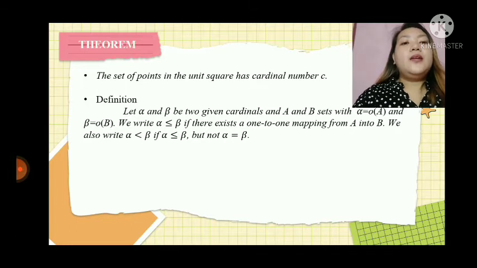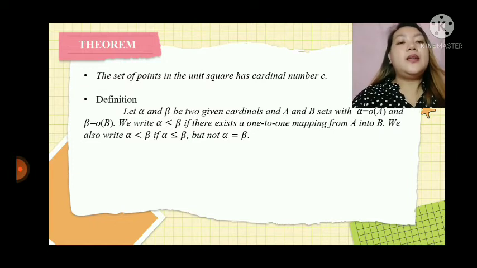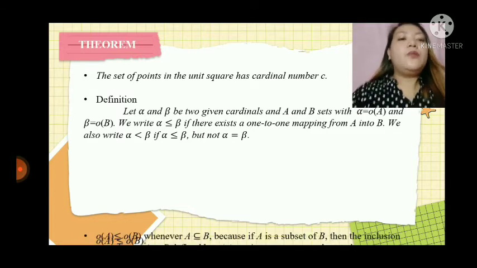Let alpha and beta be two given cardinals, with sets A and B such that alpha equals |A| and beta equals |B|. We write alpha less than or equal to beta if there exists a one-to-one mapping from A into B. We also write alpha less than beta if alpha is less than or equal to beta, but not alpha equals beta.